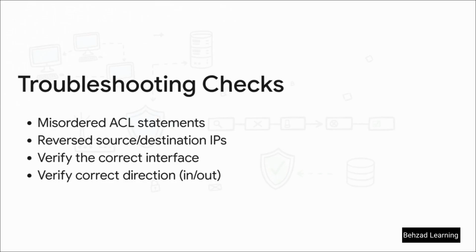Next, verify you didn't accidentally reverse your source and destination IPs. Trust me, it happens to the best of us. And finally, trace the packet's path mentally. Did you accidentally apply your inbound ACL to the outbound direction on the interface?